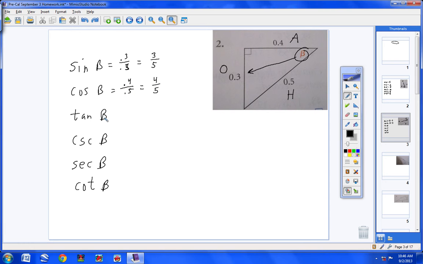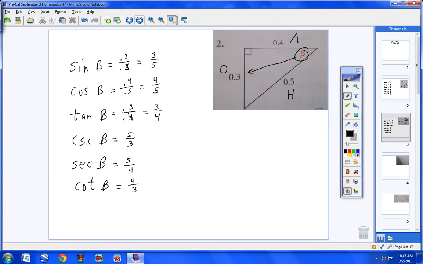Tangent of B is opposite over adjacent, so it would be 0.3 over 0.4. And of course, moved both decimals one place, and you would get 3/4. And now, the cosecant is the inverse of sine, so the answer would be 5/3. Secant is the inverse of cosine, so secant would be 5/4. And then cotangent is the inverse of tangent, so cotangent would be 4/3. And now we're ready to move on.